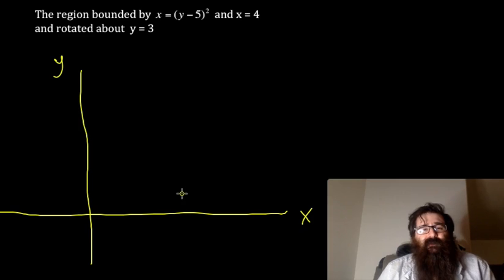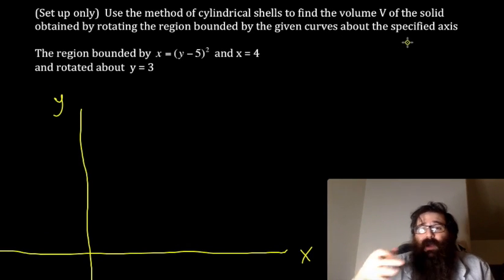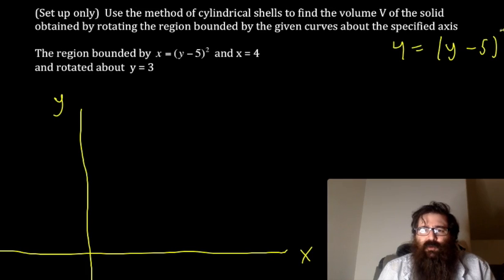And we have one of the bounding curves is x equals 4. The other is x equals (y minus 5) squared. Now I would want to know where they intersect. So maybe we want to start by setting these equal. So 4 equals (y minus 5) squared. I can take square roots of each side, but keep in mind that when I introduce the square root, I really need that plus or minus going on.